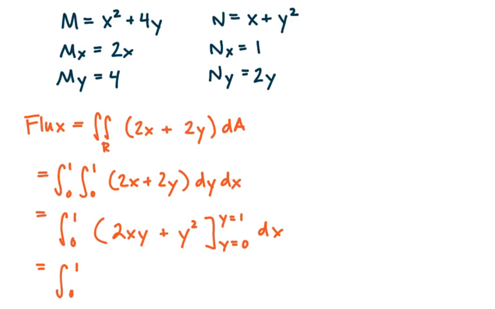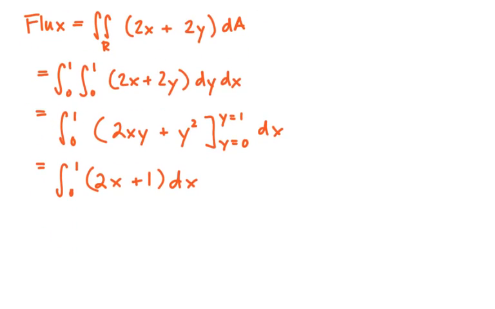Or the integral from 0 to 1, that gives me 2x plus 1 minus 0 minus 0. So I have the integral of 2x plus 1 dx, which is x squared plus x, evaluated from 1 to 0, which gives me 1 plus 1 minus 0, or 2. So my flux is 2, my outward flux.